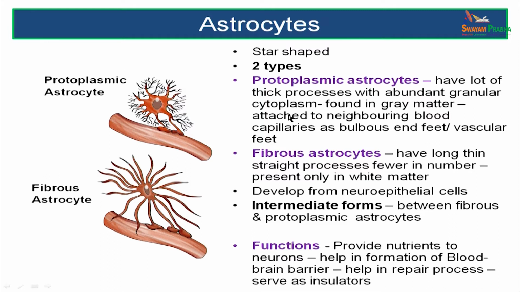The protoplasmic astrocyte has got thicker processes and it has the end feet attached to the blood vessel. The fibrous astrocyte has long and thin processes, fewer in number, and they are present only in the white matter. You also get intermediate forms that are in between protoplasmic and fibrous. What are the functions of astrocytes? To provide nutrition to the neurons as they are attached to the capillary vessels.